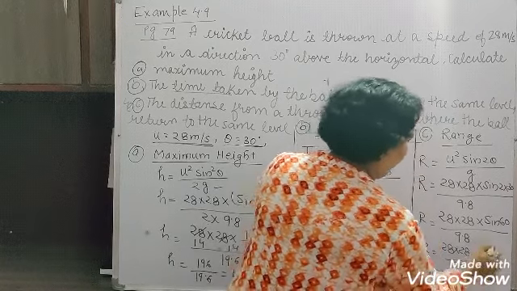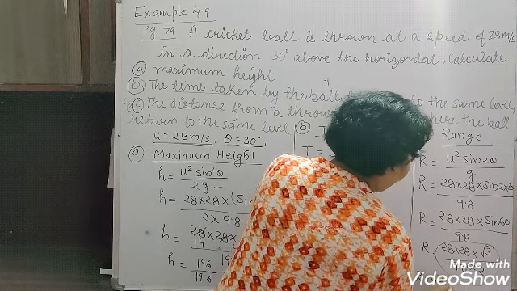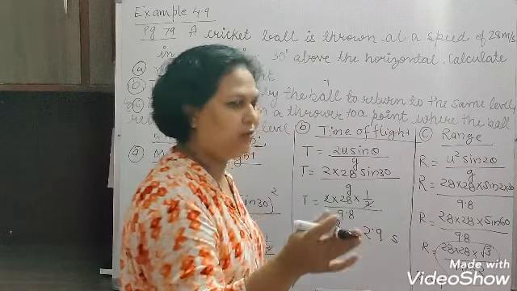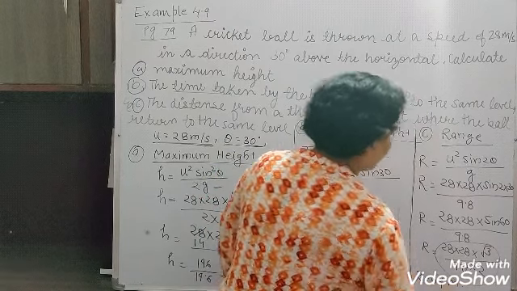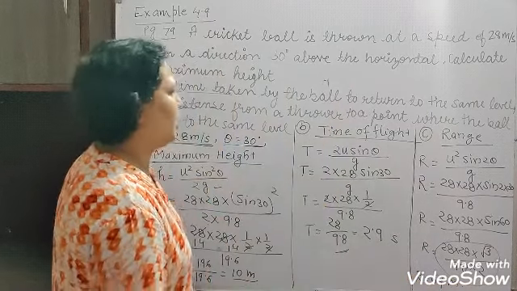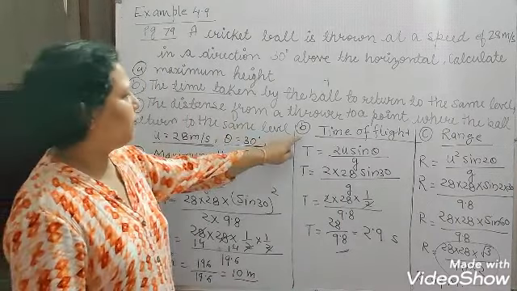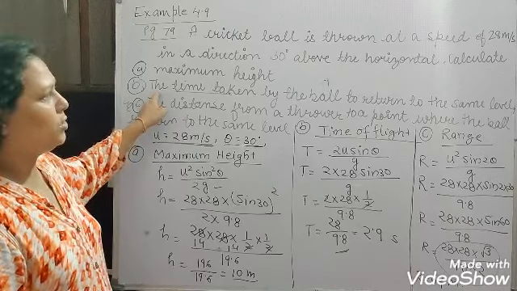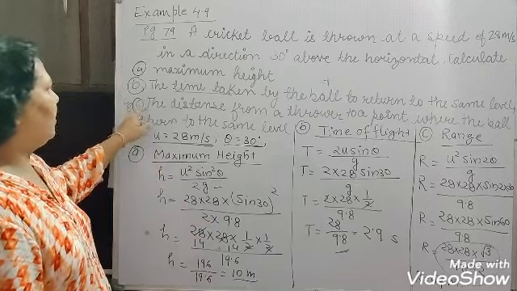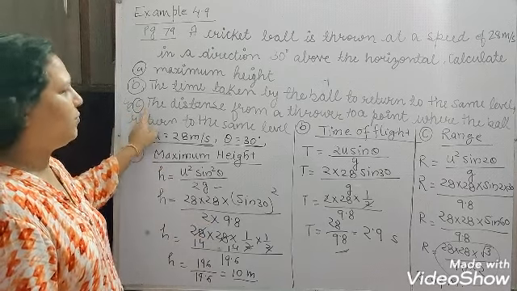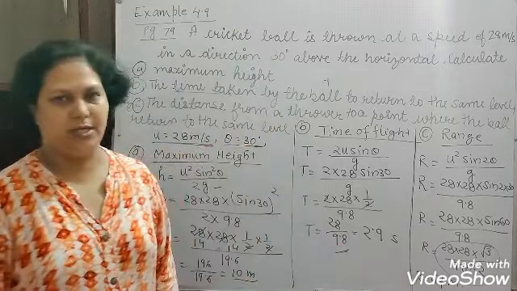If you simplify, the value will come approximately 68.5 something, so 69 meter approximately. So this way you have calculated the maximum height attained by the ball, the time of flight, or the time taken by the ball to return to the same level, which is 2.9 second, and the distance from the thrower to the point where the ball returns to the same level, which is 69 meter.